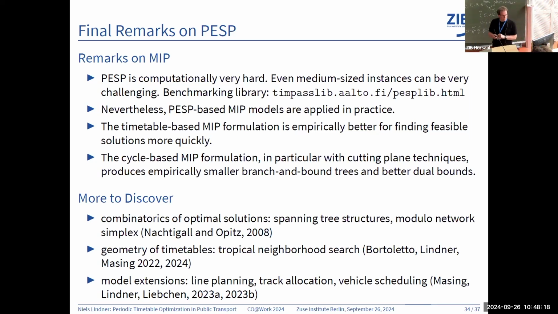And of course, this is a very basic model for timetabling purposes. There are many aspects in public transport that you would like to cover as well. And there's also a lot of research on combining this PESP model that I showed you with other techniques like line planning, for example, that you've seen before, but also things that are more railway applied, like track allocation, track occupation conflicts and vehicle scheduling.